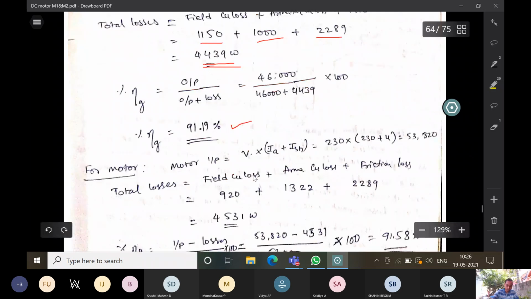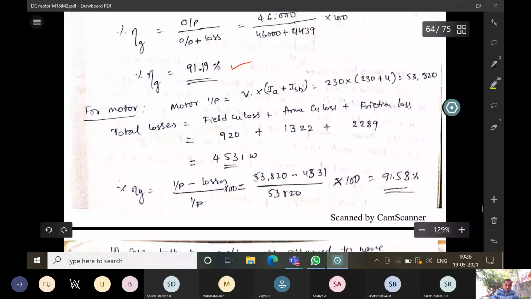Do it for the motor. What is the motor input? V into IA plus ISH. Voltage is 230 and IA is 230 and field current ISH is 4 ampere, right? So total is 53,820.